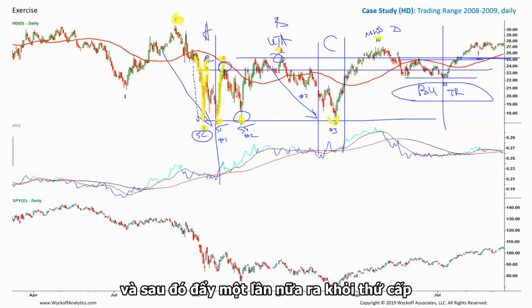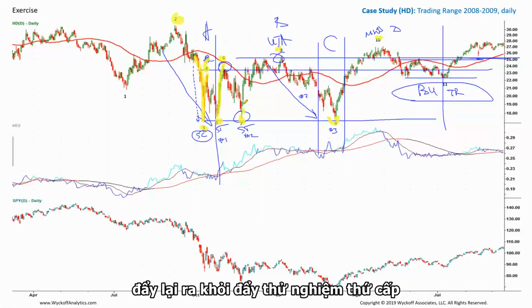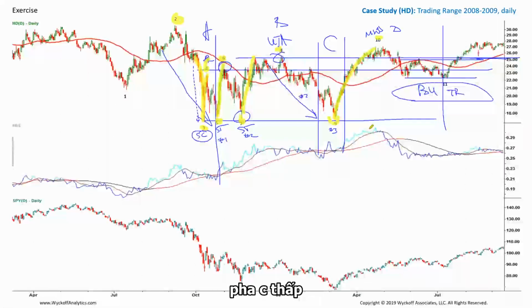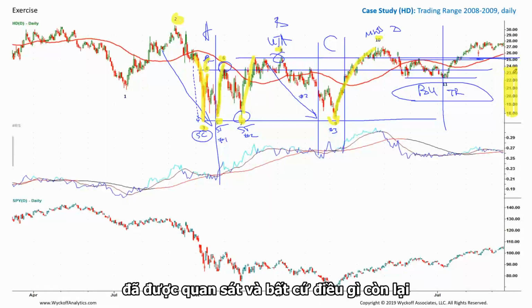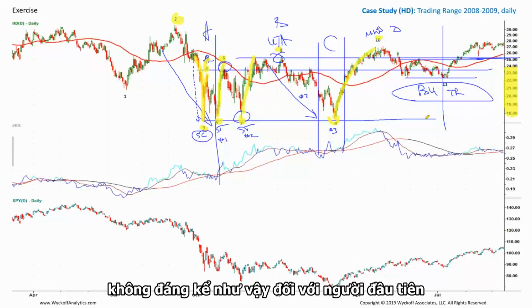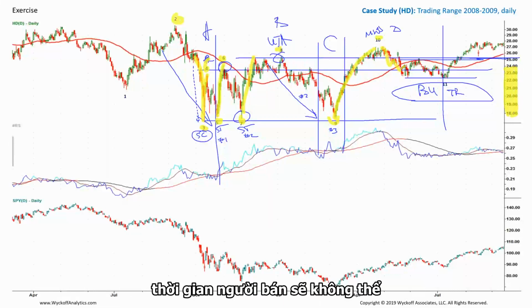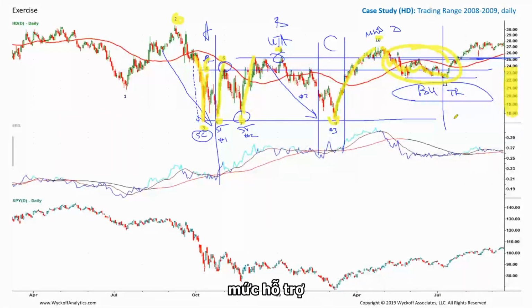And then push again off the secondary test. Push again off the phase C low. And then suddenly, all of the supply that was available between, let's say, 23 and 18 has been absorbed, and whatever is left is not that significant. So for the first time, the sellers will not be able to push the price significantly lower to the support level. And that's how the backing up action is going to be created.